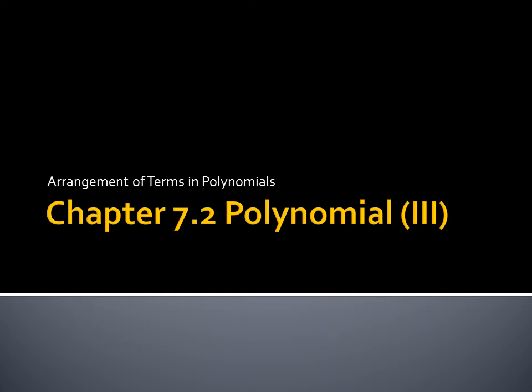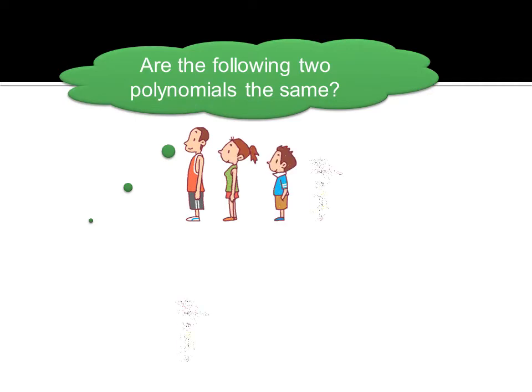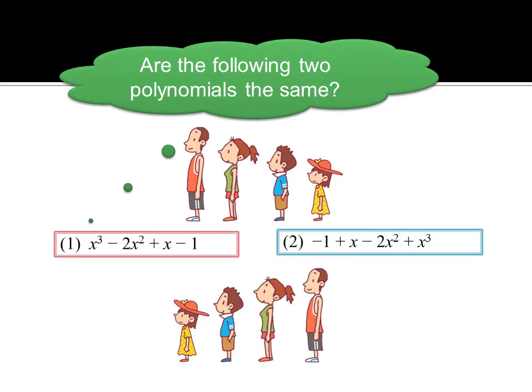This is the second video about polynomials. This time we're going to talk about the arrangement of terms in a polynomial. Now we have two polynomials. They have the same terms, but they are arranged in different orders. Are they the same?